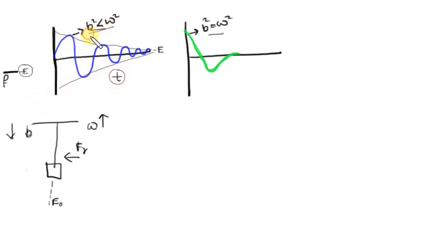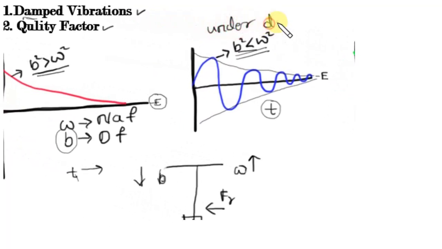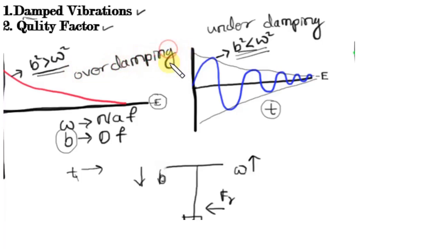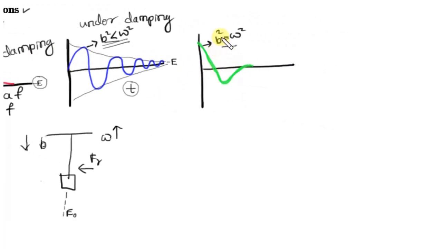This kind of situation we call under damping. And the situation where b square is greater than omega square we call over damping. Now let's see what happens when omega square is equal to b square.